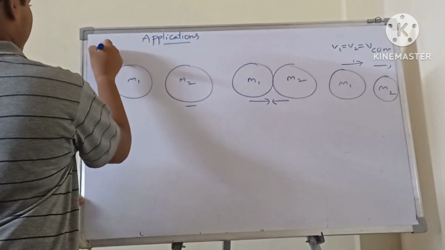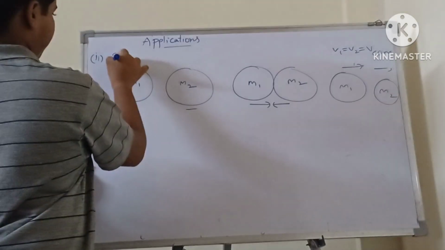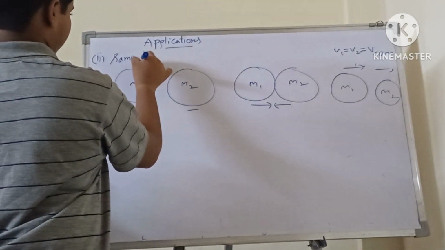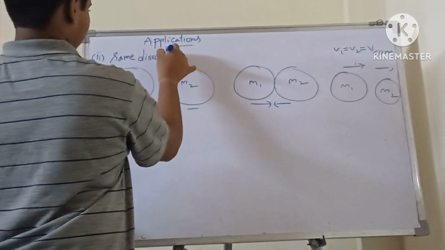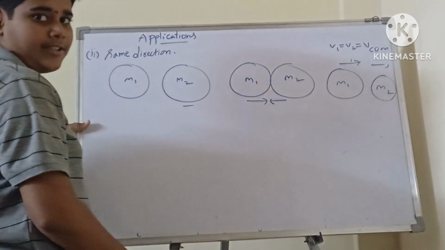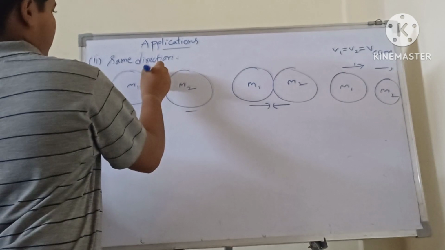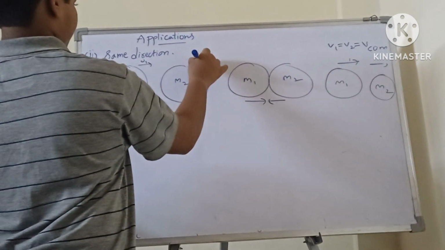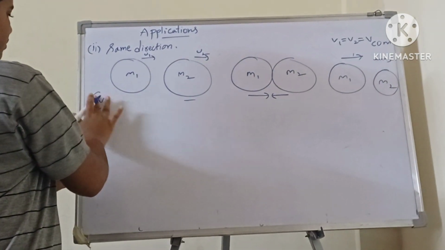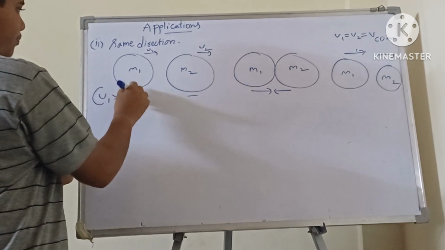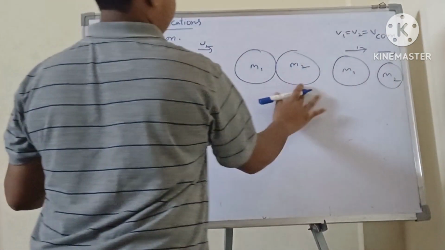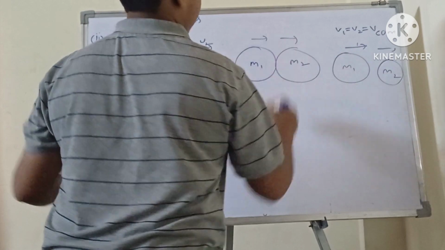Now the second type, same direction. This is u1, this is u2. Here u1 is greater than u2. So these are in the same direction.